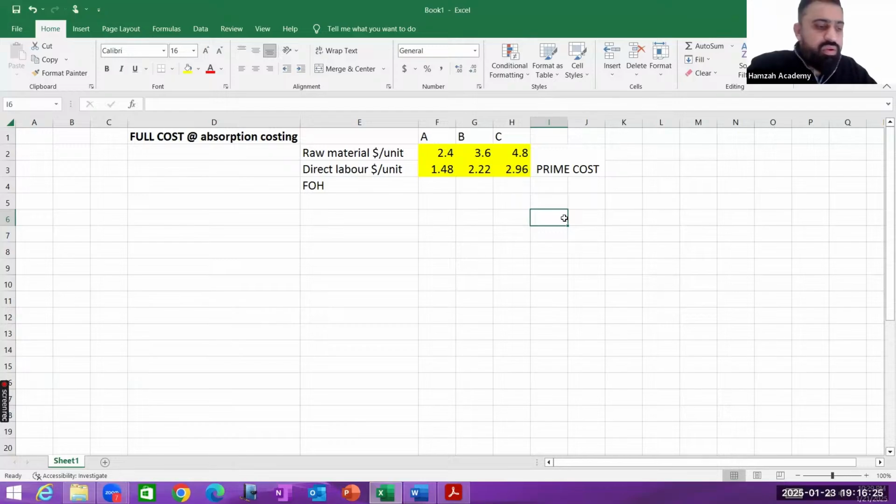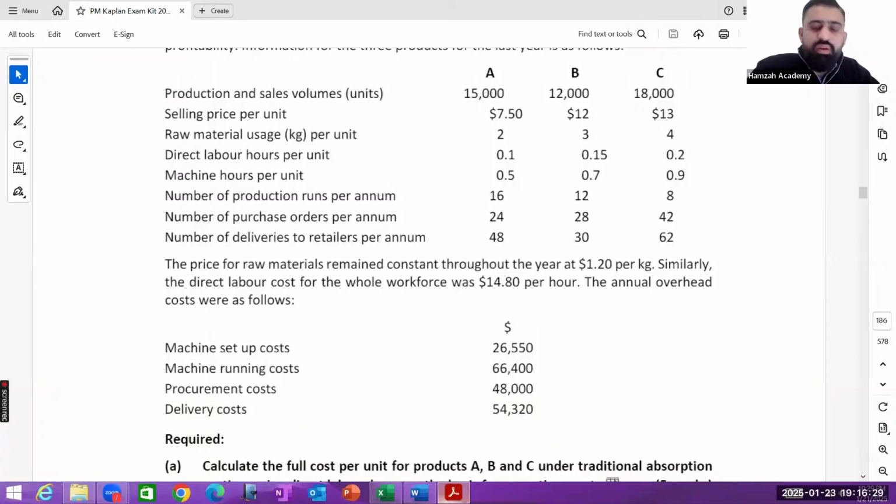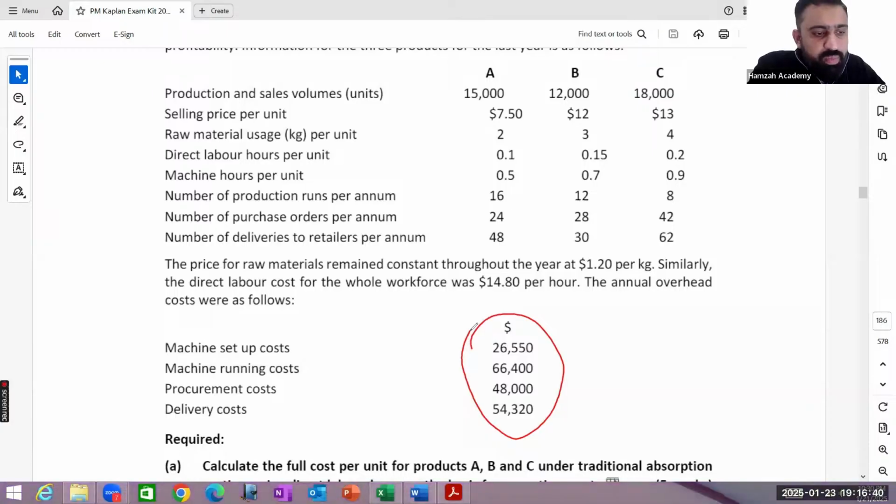Now, in a question, the overall overhead cost is given department wise or activity wise. That is the overhead cost. And in absorption costing, we will use the direct labor hour as an activity to determine the overhead rate and to allocate the overhead rate.